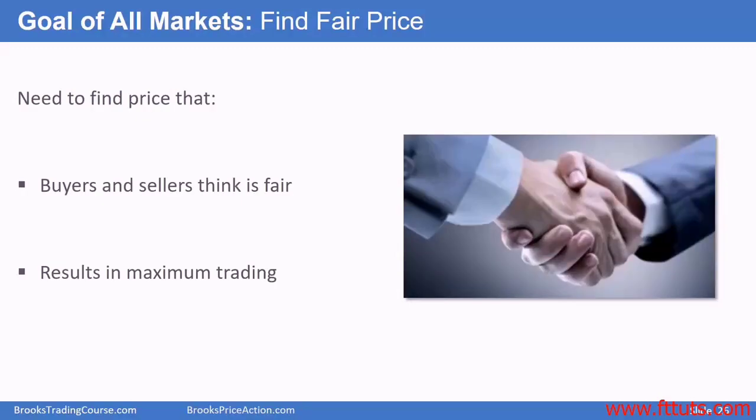Markets are constantly trying to find a price that both buyers and sellers think is fair. They know exactly at one instant, but the price is always changing. There's always new information coming in: more buyers, fewer buyers, more sellers, fewer sellers. And then there's international information coming in, business information coming in. Every conceivable piece of information that comes into the market moves the price up and down. The markets constantly move in search of a fair price, because that is the price that results in maximum trading, and that is the purpose of all markets: to maximize the amount of trading.